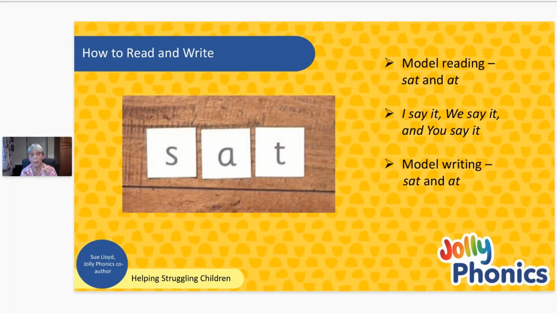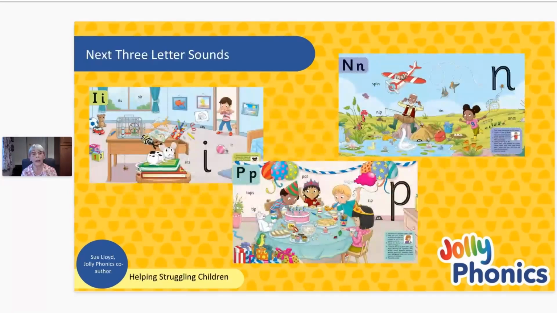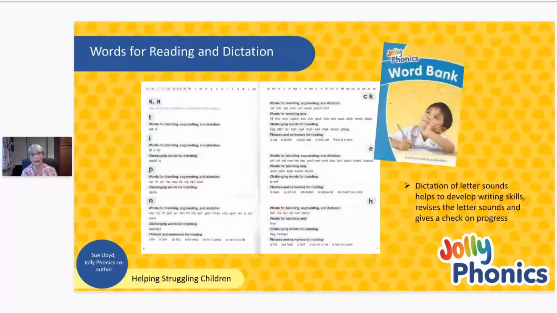And when they've blended it a few times, it becomes known, and then they just say it. And that goes on for the next 3-letter sounds. So the I and the N and the P. And by now you have more words available for blending, and they can actually write more words by listening for the sounds and writing the letters.